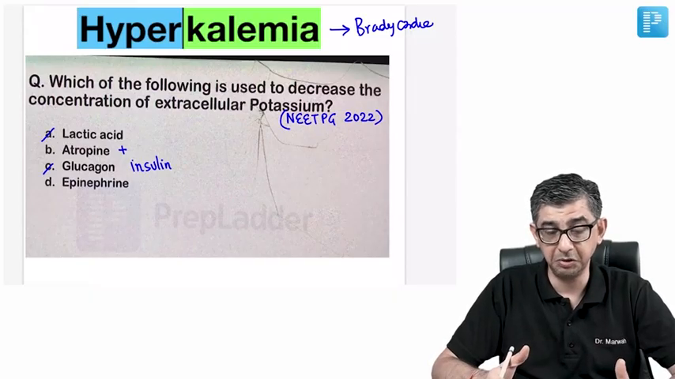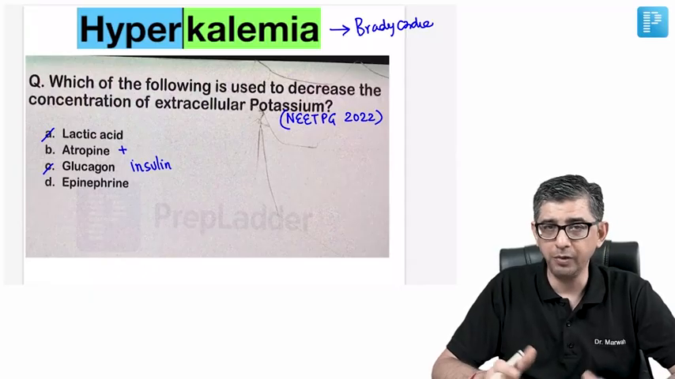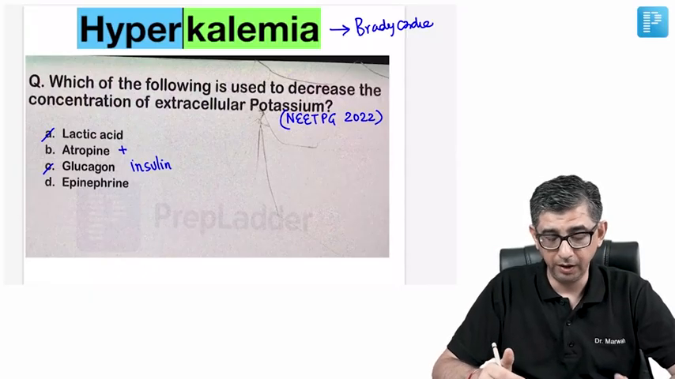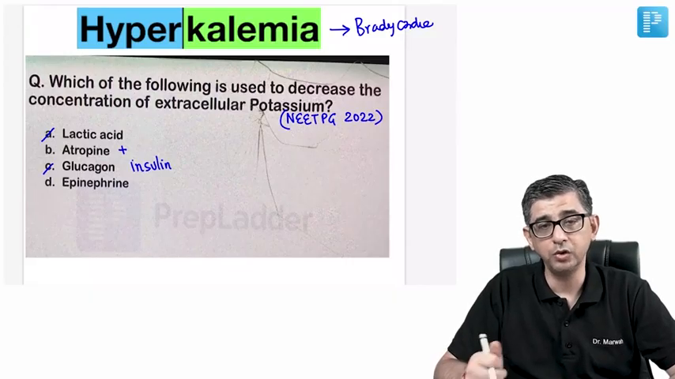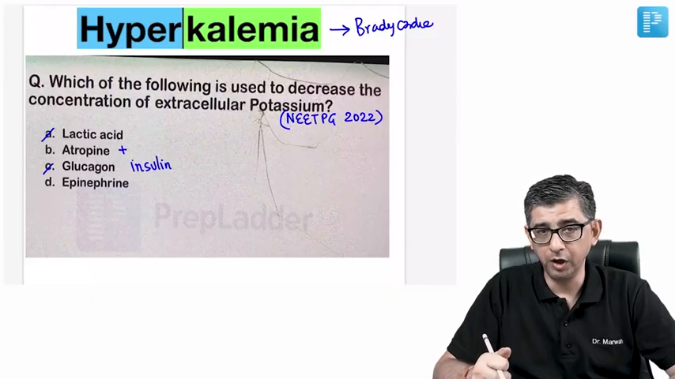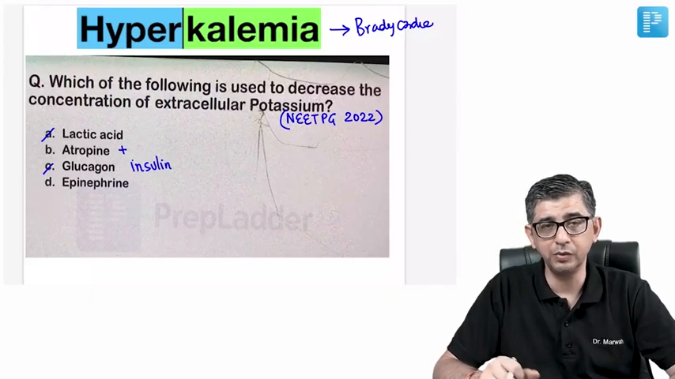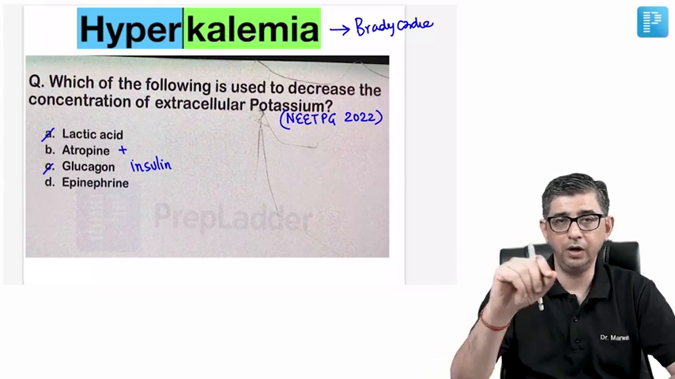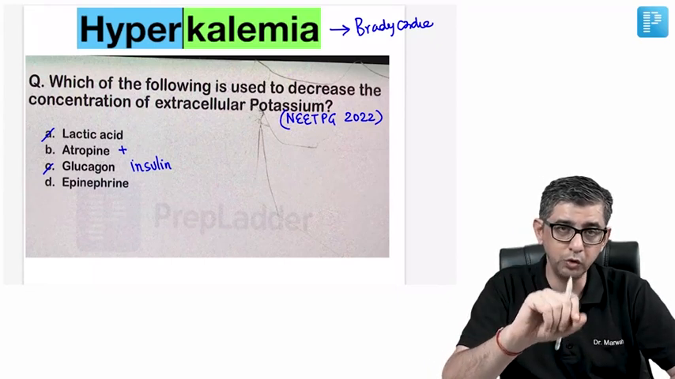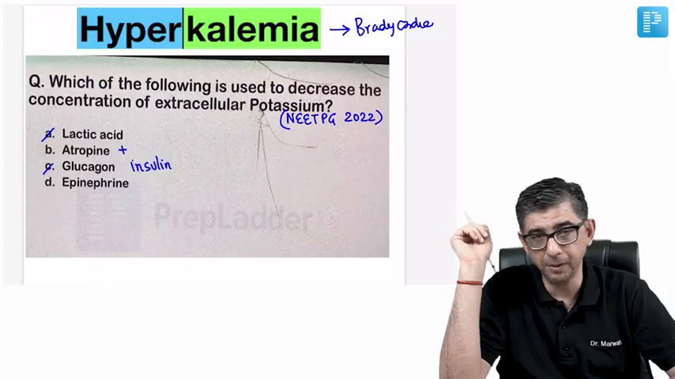Lactic acid, which is found to be elevated in patients with lactic acidosis, type A, type B, or sepsis, and glucagon. We are left between atropine and epinephrine. Now you have to make a choice, and to make you understand the answer to this question, let me just tell you regarding salbutamol, which is also used for treatment of patients of hyperkalemia.